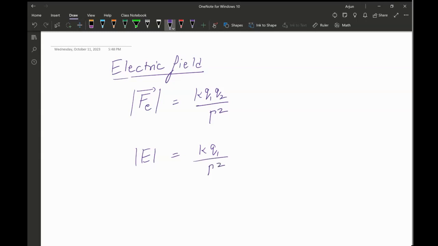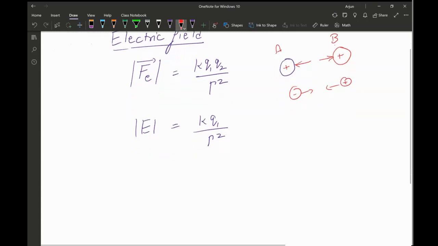Now, in the case of forces, there were two charges, charge 1 and charge 2. So A and B were the two charges given to me, and we were trying to find out how much is the force of attraction between them, or how much is the force of repulsion. If they are like charges, there will be repulsion, and if they are unlike charges, there is a force of attraction between them. Now, when we calculate the electric field, we will only use the one charge.